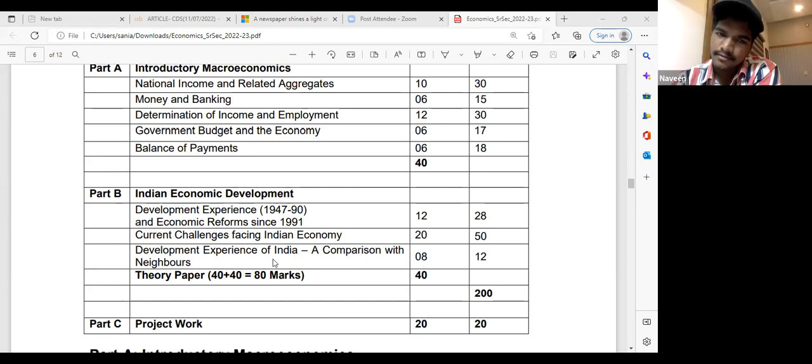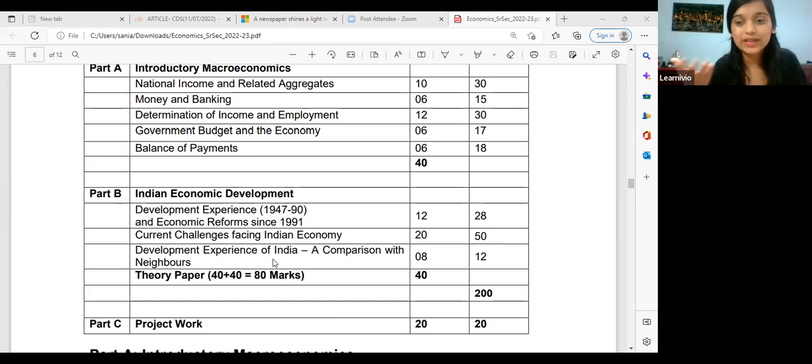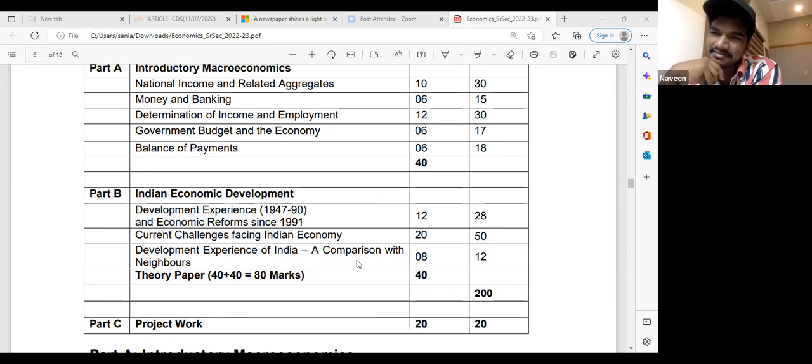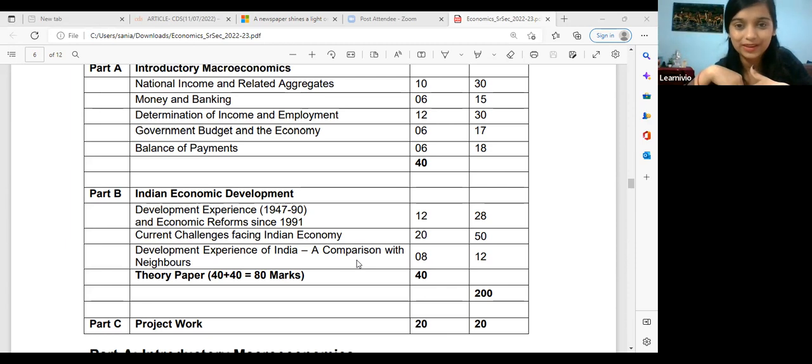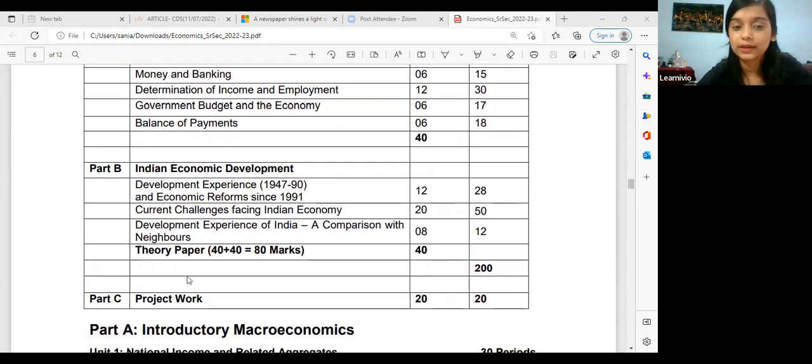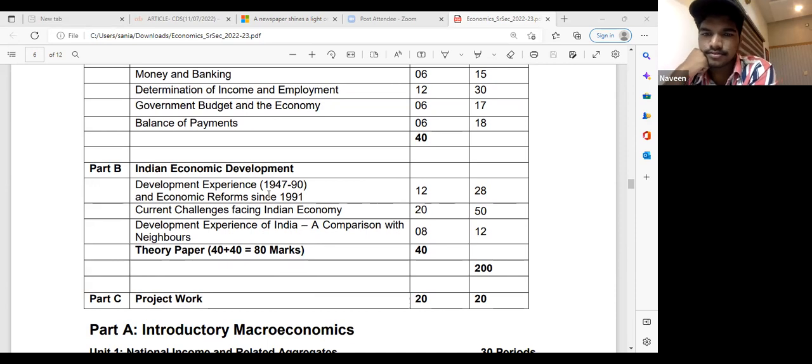So when we develop, there is a comparison. For example, I'm a student, you are a student. Of course, there is a comparison that your brother is scoring this much, you are scoring this much, your neighbors are scoring this much. And sometimes there is a marks comparison between relatives, like the cousins. So this is very obvious. Similarly, if India is growing, of course, we will compare it. We will be comparing India's development with its neighbors, like China, Pakistan, Sri Lanka, how they are growing and how India is growing. This is for 8 marks, not a higher score, but 8 marks is a good one. So basically, this macro one is for 40 and the Indian economic one is for 40.